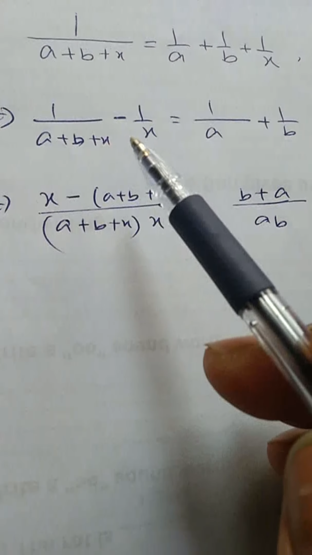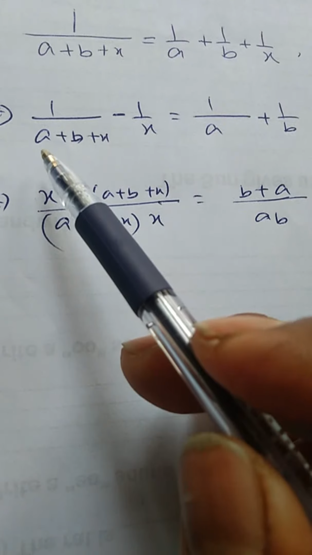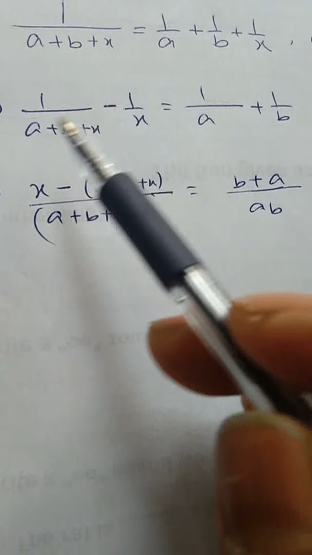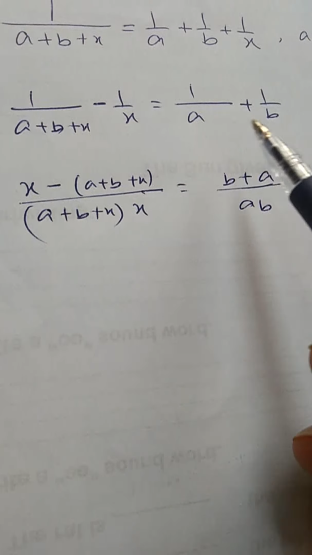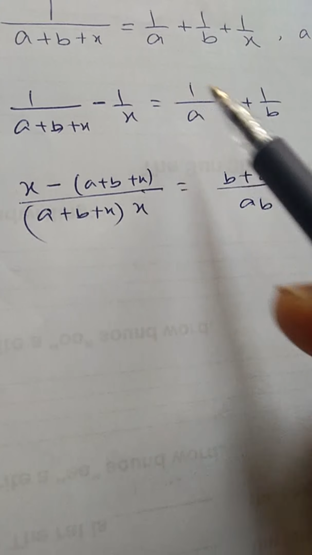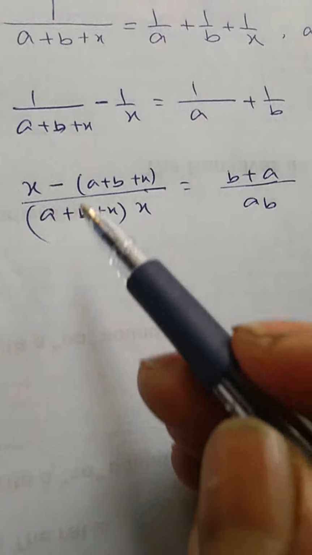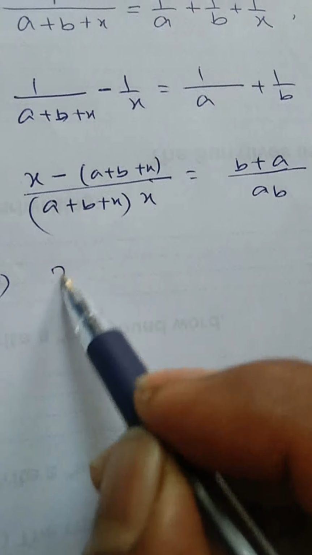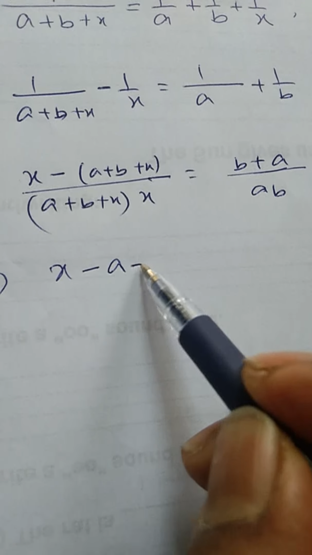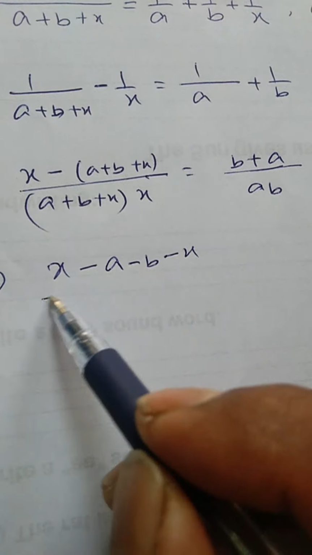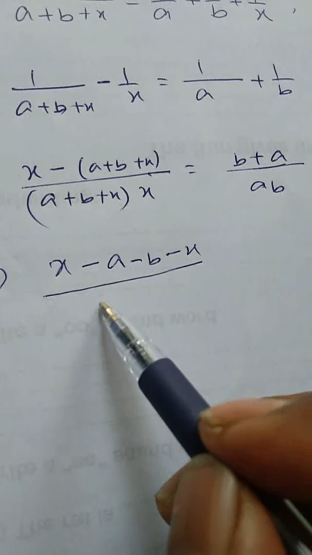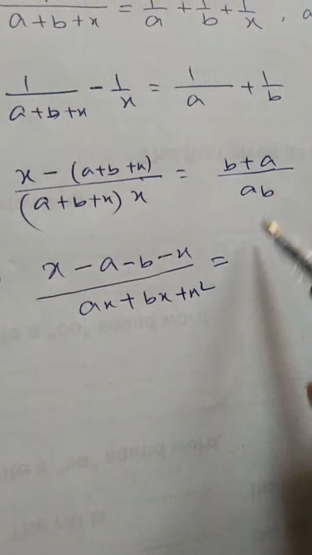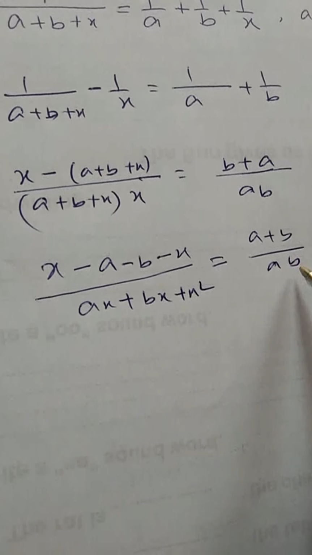Here we have taken LCM of these terms, that will be multiplied (a plus b plus x) with x, then x will come here minus 1 into this term equals to LCM of a and b is ab. So then b plus a will come here. Next we'll remove this bracket to simplify. Then we'll get x minus a minus b minus x, and denominator we can multiply: ax plus bx plus x square equals to, this side you can keep as it is, (a plus b) by ab.